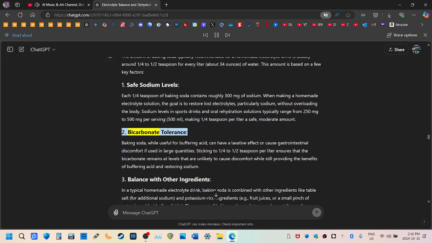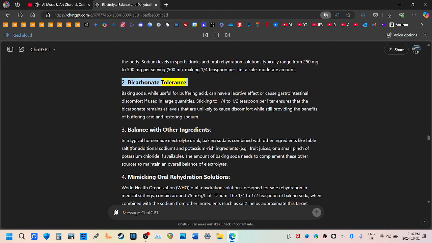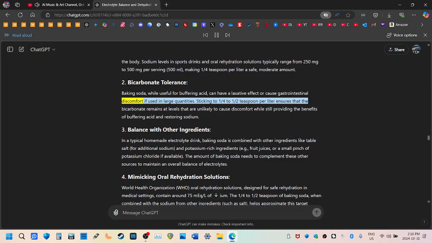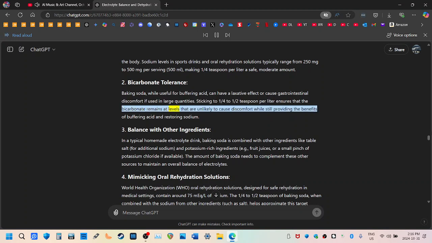2. Bicarbonate tolerance. Baking soda, while useful for buffering acid, can have a laxative effect or cause gastrointestinal discomfort if used in large quantities. Sticking to 1/4 to 1/2 teaspoon per liter ensures that the bicarbonate remains at levels that are unlikely to cause discomfort while still providing the benefits of buffering acid and restoring sodium.